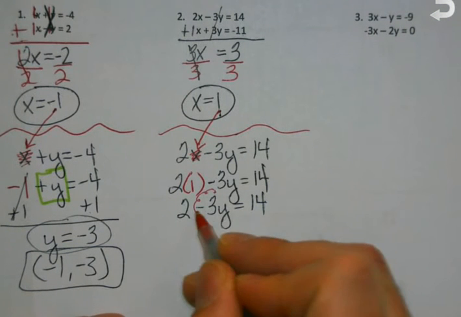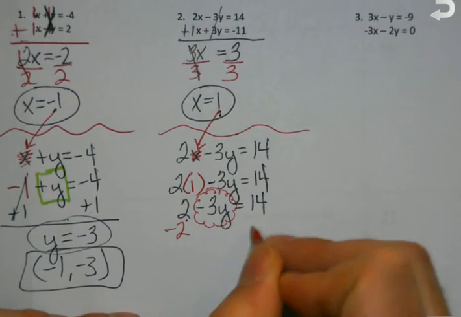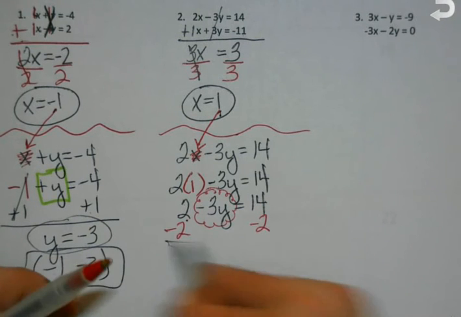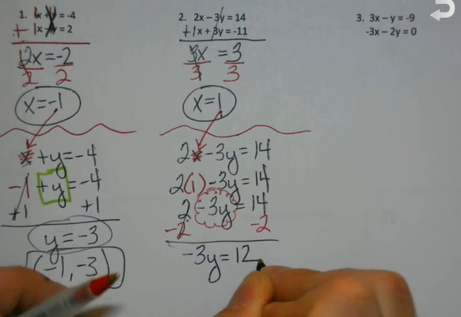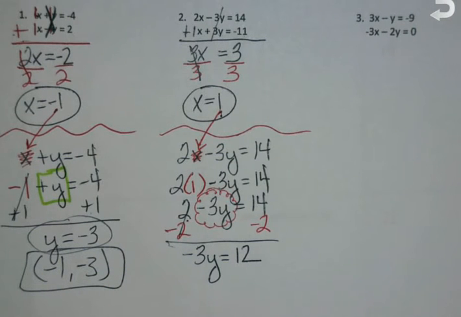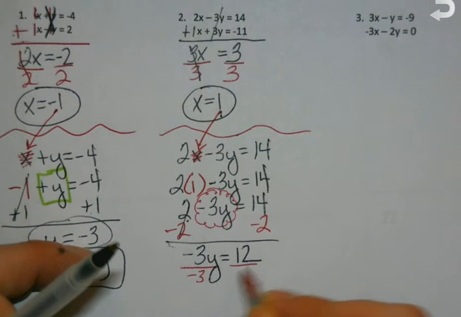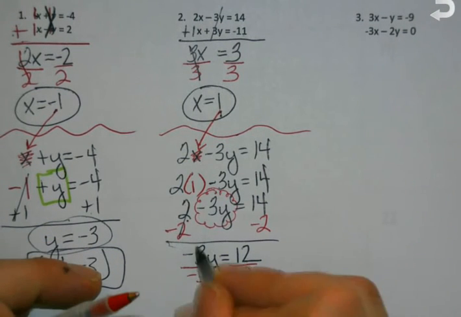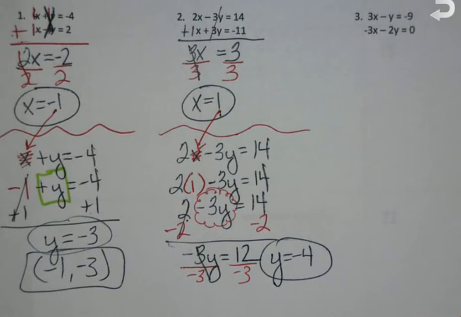Want to work on getting the y term by itself. How do I get that positive 2 out of there? Subtract. And then again here, I'm multiplying by negative 3. So that last step is always going to be divide. Y is going to be negative 4. So I got a positive divided by a negative. And that'll get me negative 4.